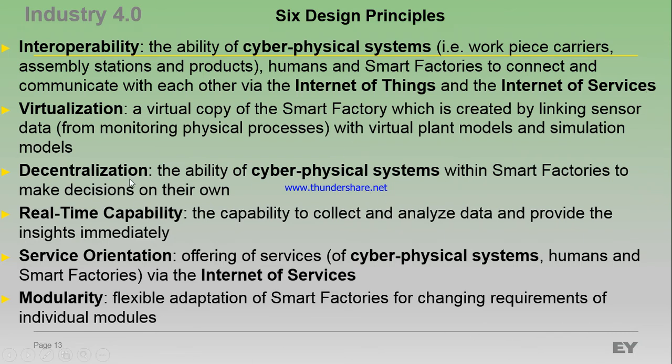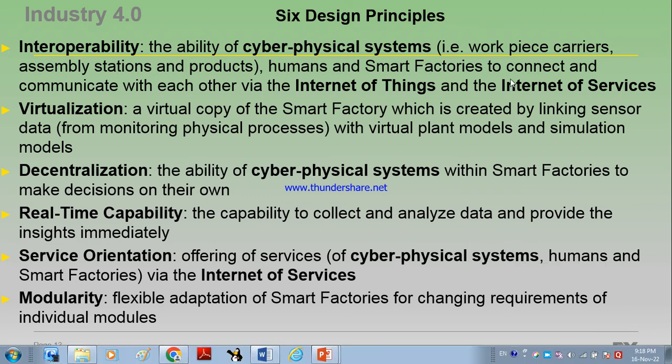Another part is the decentralization model. That means the ability of the cyber physical system within smart factories to make decisions on their own. And the fourth one is real time capability, the capability to collect and analyze data, whether it is reliable, correct, and provide insights immediately. That is called real time capability: real time simulation, real time analysis, real time engineering.